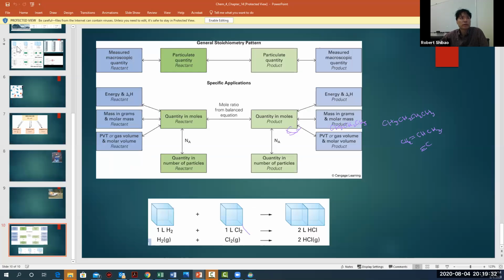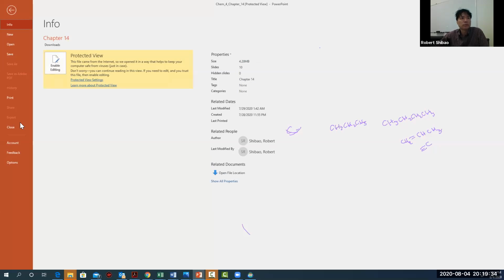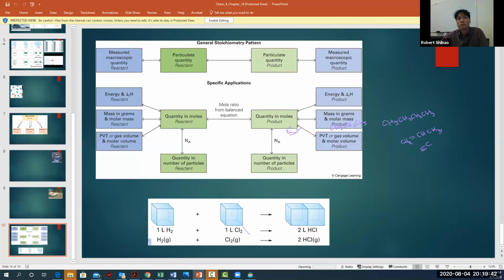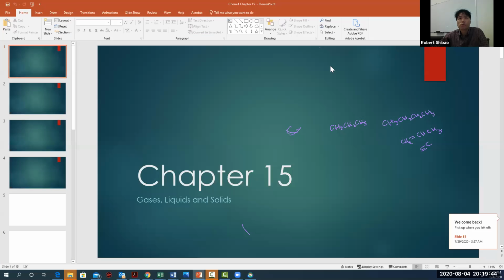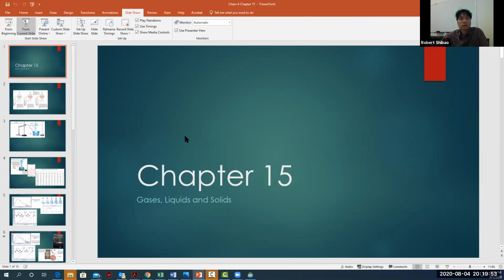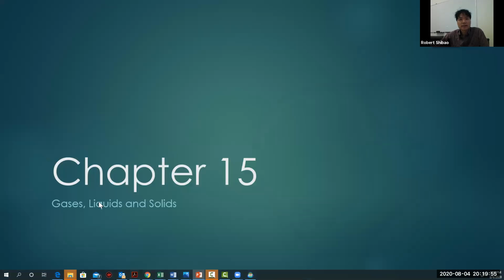So that's chapter 14. That was all the problems in the homework. Let's look at chapter 15. Chapter 15 deals with gases, liquids, and solids. Well, we just dealt with gases. And so this is going to be more gases, and liquids, and solids.